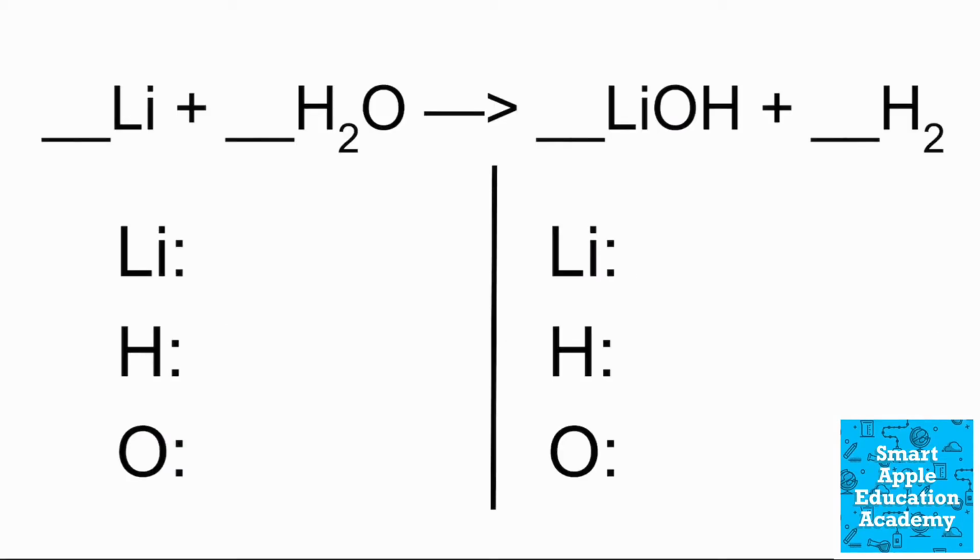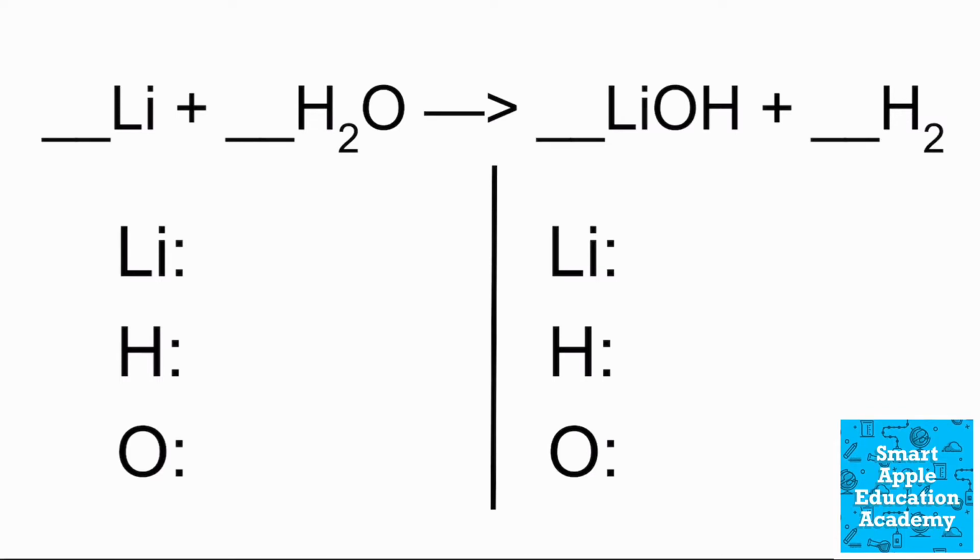So the chemical equation is at the top of the screen. The screen is split into two sides. The left side focuses on the reactants and the right side focuses on the products. On both the left side and the right side, three elements are listed out. Those three elements are lithium, hydrogen, and oxygen.